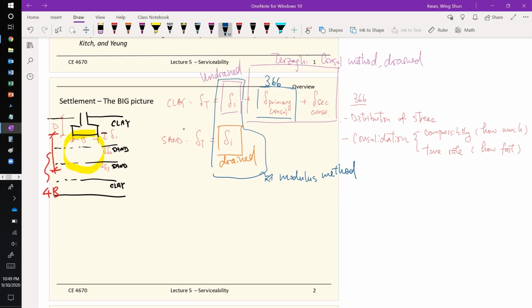So we talk about this in more detail starting in the next slides. What is available is just an overview of what types of methods we will talk about. Those are modulus based methods. First, we will talk about the simple elastic solutions.